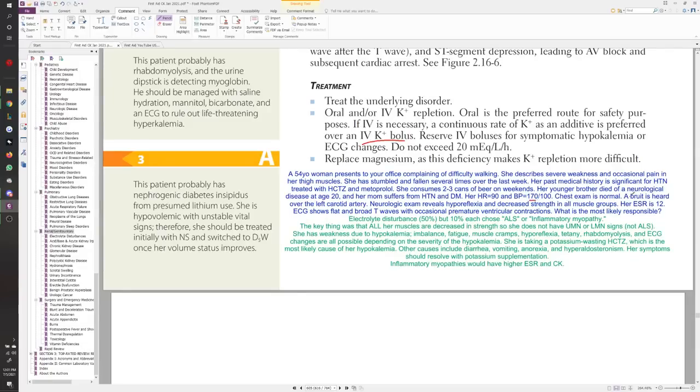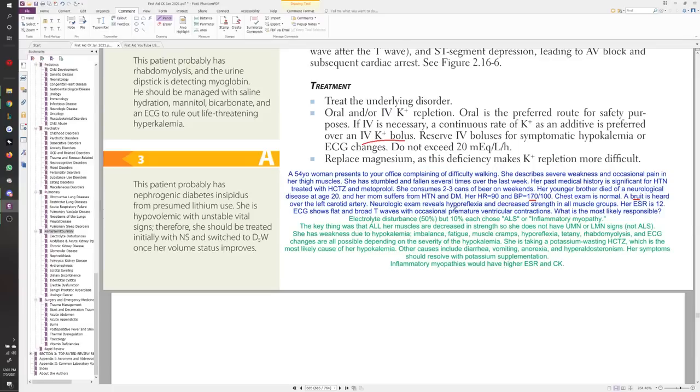Chest exam is normal. A bruit is heard over the left carotid artery. So she has possibly a lot of atherosclerosis of the carotid artery, not embolism, just atherosclerosis, causing the bruit on that left carotid artery. But understand that if she has a bruit here in the left carotid artery, then she must have really bad atherosclerosis overall in other parts of her body also.